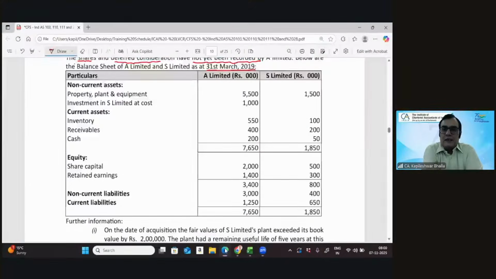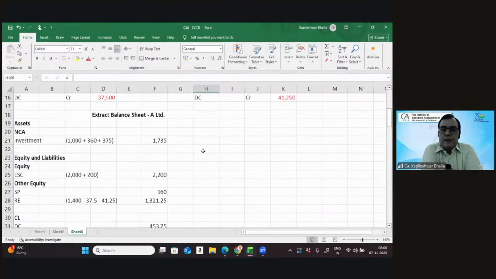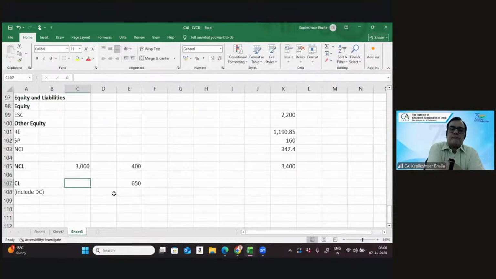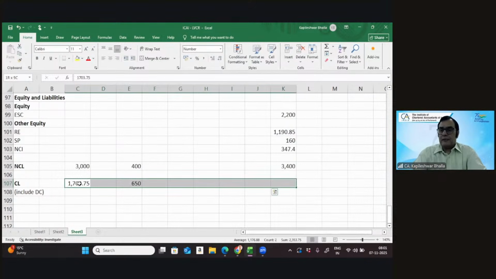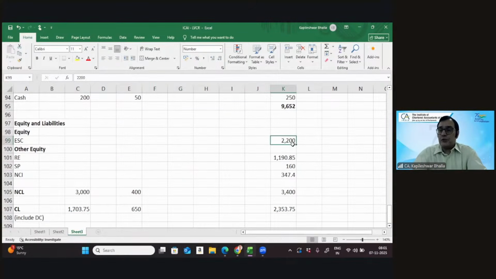So this is going to be 1250 plus 453.75. Was it 453.75, right? Let me just go back to the extract balance sheet. Yes, it was 453.75 plus 1250. So this comes to 1703.75. I think that's it. Nothing else is to be taken. I guess all the adjustments, everything is done. Hopefully, the balance sheet should get tallied. Let's see if it is agreed or not.